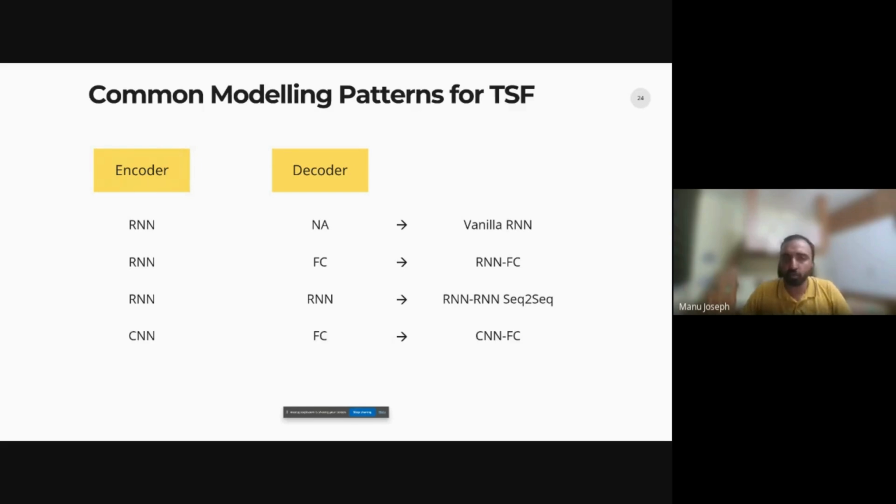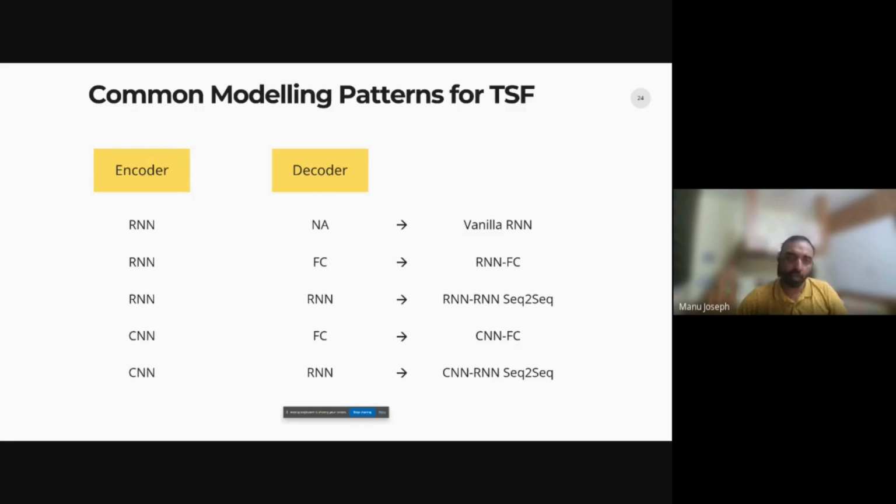Then we can also use a convolutional neural network, like a one-dimensional convolutional neural network, as an encoder. A 1D CNN is nothing but a weighted average over a rolling window, but the weights for that average are learned through training. It's very simple. You can use that to generate multiple features for the latent vector, and then it can use a fully connected network, or we can even use an RNN.